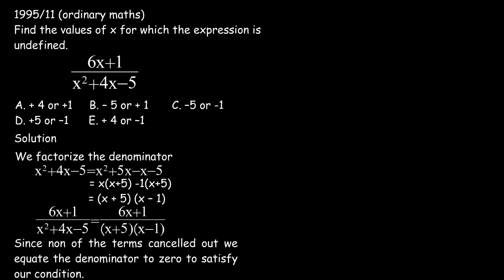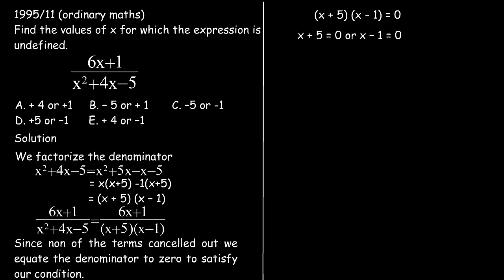Now since none of the terms cancel out, we equate the denominator to 0 to satisfy our equation. So (s plus 5)(s minus 1) will be equal to 0, which means s plus 5 will be equal to 0, or s minus 1 will be equal to 0, which makes s equal to minus 5 or 1.